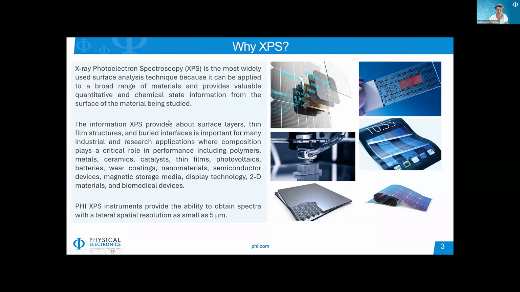So why is XPS such a popular technique? It's the most widely used technique as it can be applied to a really large range of materials, and it provides, like I mentioned before, quantitative and chemical state information. There's a variety of applications and industries that use XPS as the routine standard technique. Important in both industrial and research development. Surface composition plays, of course, a critical role in the performance of functional materials, polymers, photovoltaics, batteries, and semiconductor devices, and therefore it's being used widely by these industries.